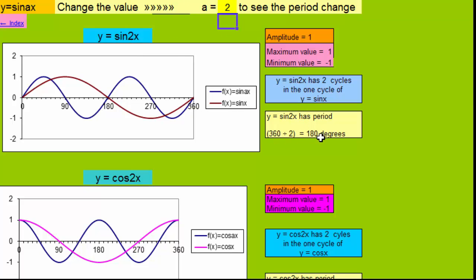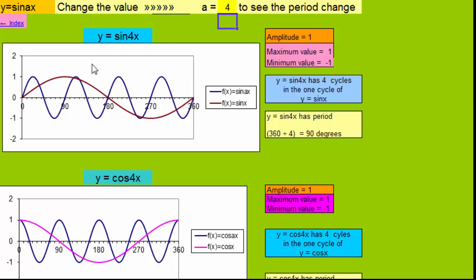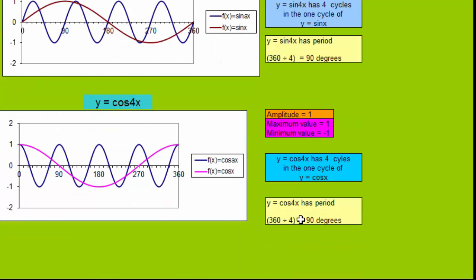Okay, so that's why the period of this y equals sine 2x is actually 180, because it manages to complete one wave cycle from 0 to 180. If you typed in 4, we end up having 4 of these waves within the 0 to 360, so that's got a period of 90 degrees, and it's the exact same with cosine as well.